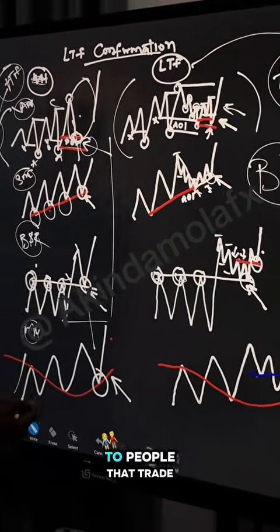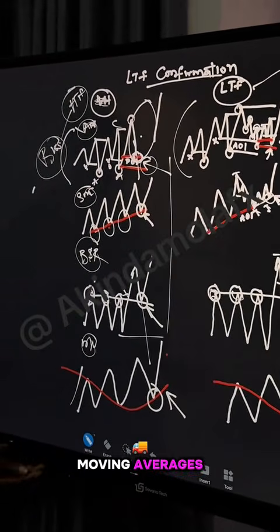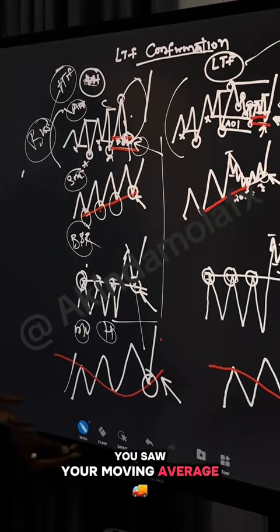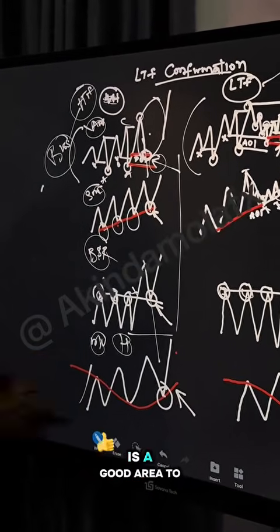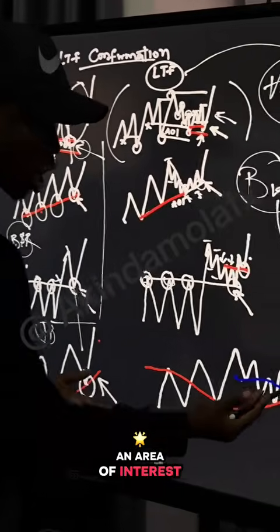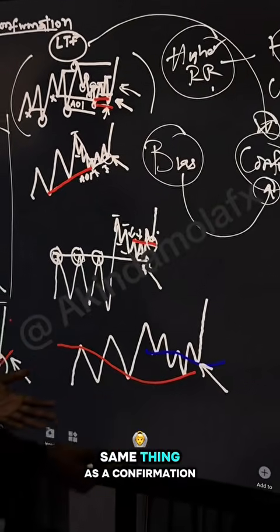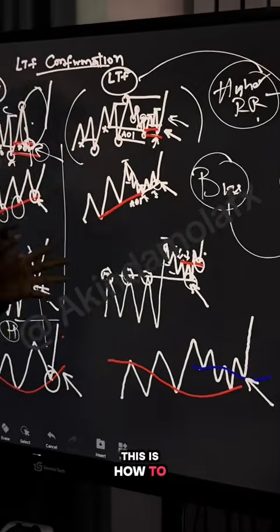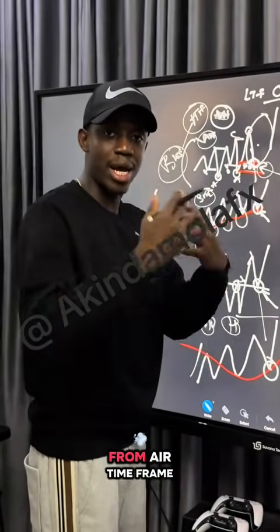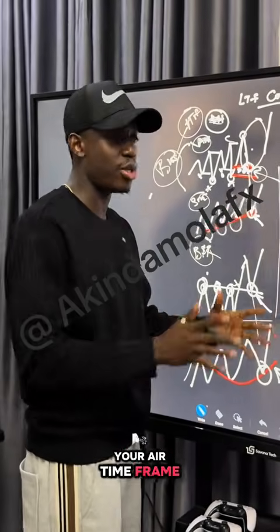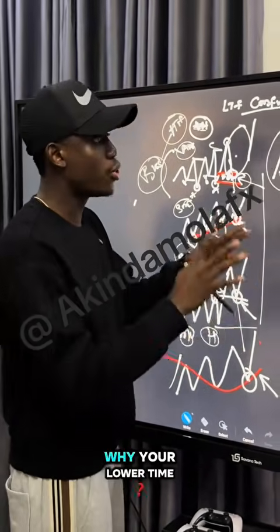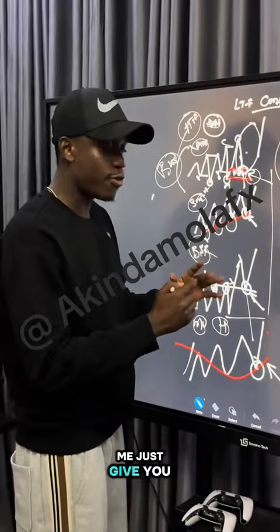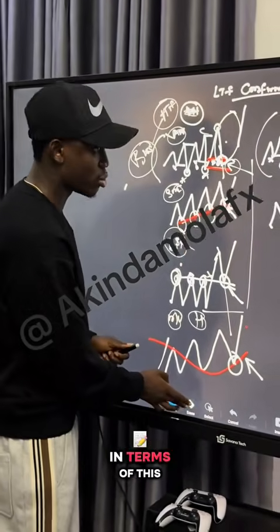Okay? So now let's go to people that trade moving averages. The same thing. You saw on your higher time frame your moving average right here. You feel like, okay, this is a good area to buy from, an area of interest. Now, on your lower time frame, you look for the same thing as a confirmation. Okay? So now, this is how to perfectly break down your trade from higher time frame to lower time frame. Your higher time frame is your bias time frame, like I always say, while your lower time frame is your confirmation time frame.